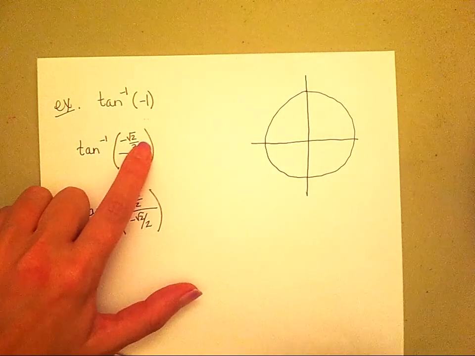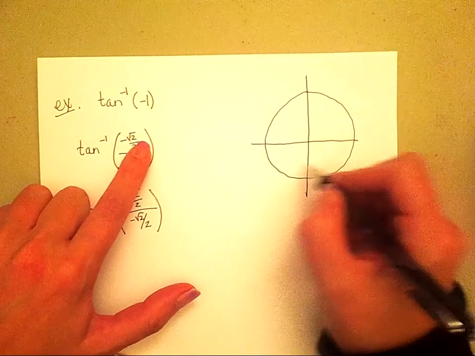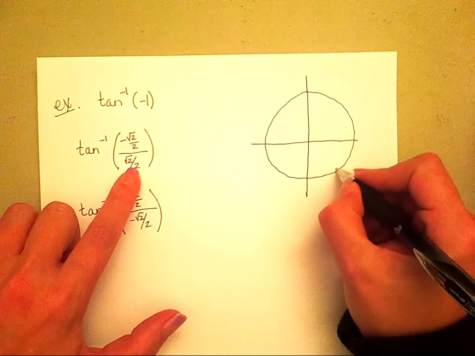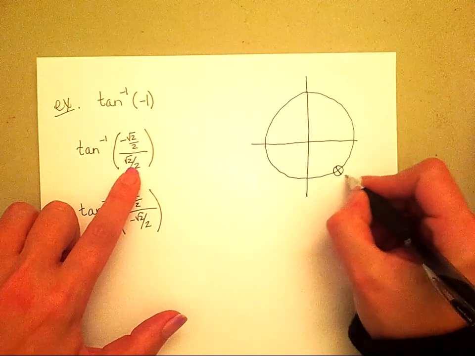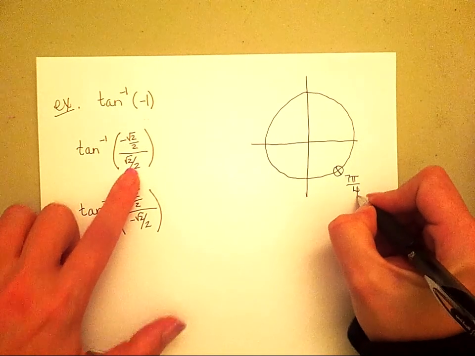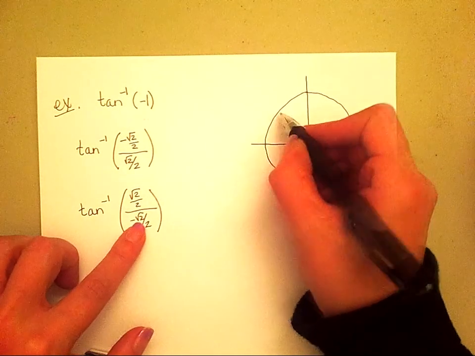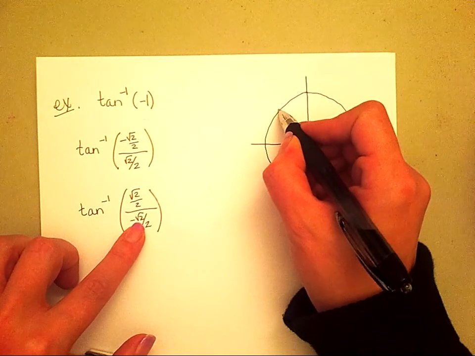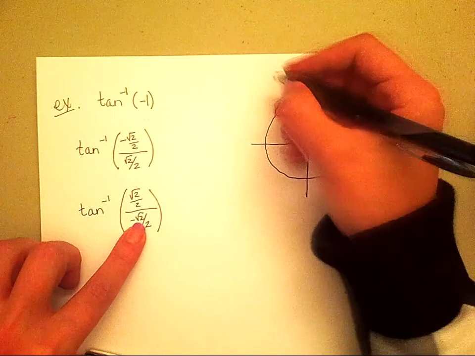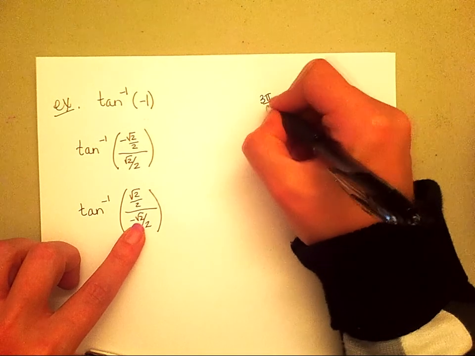Okay, so if this is the sine, negative root 2 over 2, I'm down here, positive, okay, that would happen here at 7 pi over 4. Okay. Now in this case, the sine is positive, but I need to be negative in the cosine, so it would also happen here at 3 pi over 4.